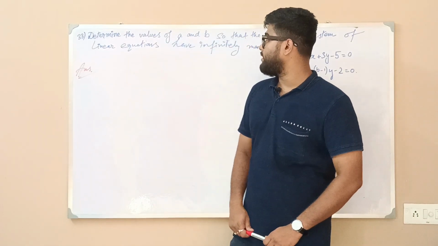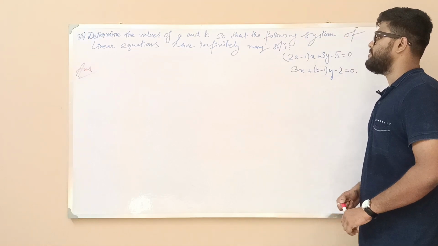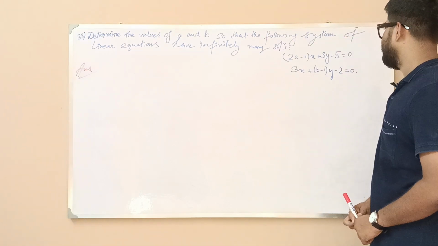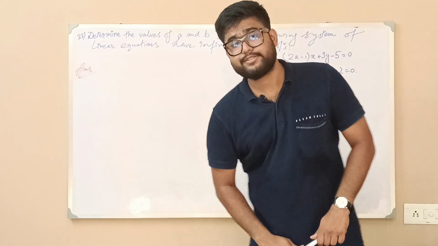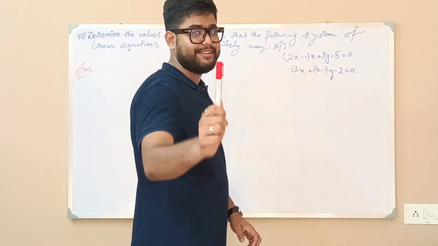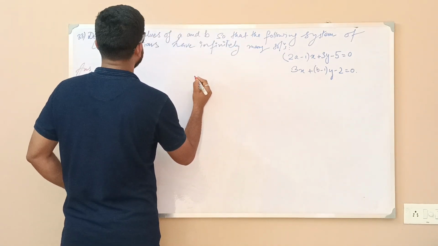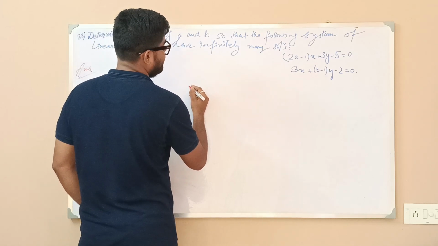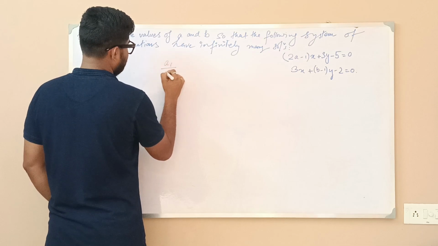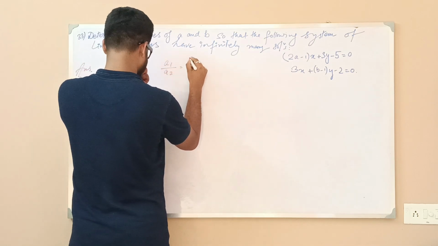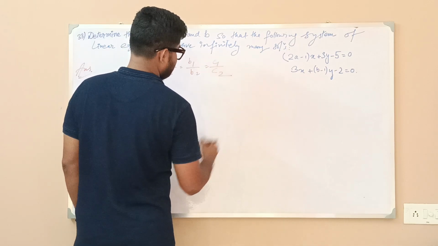Now, determine the values of a and b so that the following system of linear equations has infinitely many solutions. These are the two given equations. I'll suggest you try it. Start in your copy. So we have to satisfy one condition for infinitely many solutions, that is a1/a2 = b1/b2 = c1/c2.